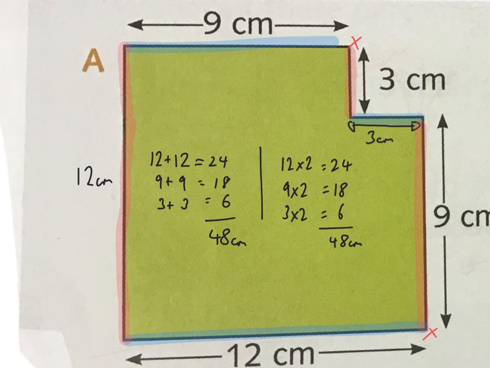The other way is just to multiply them by 2, double them, which is probably a quicker way. Double 12, double 9, double 3. And when I add all the totals, I get 48. And again, that worked because I could see in this particular shape that there were 2 of each length. That won't work for all shapes, but it does for this one. So what you're trying to do always is find an efficient way of doing it. That means a way that's quick, but also accurate.